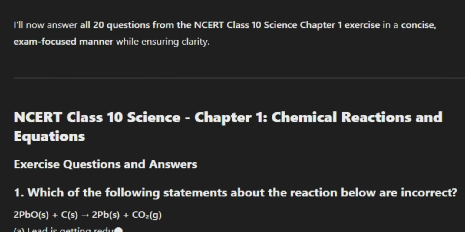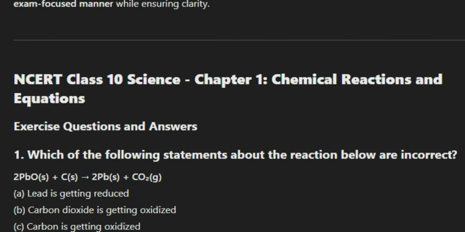NCERT Class 10 Science, Chapter 1, Chemical Reactions and Equations. Exercise questions and answers. 1. Which of the following statements about the reaction below are incorrect? 2PbO plus C to 2Pb plus CO2.